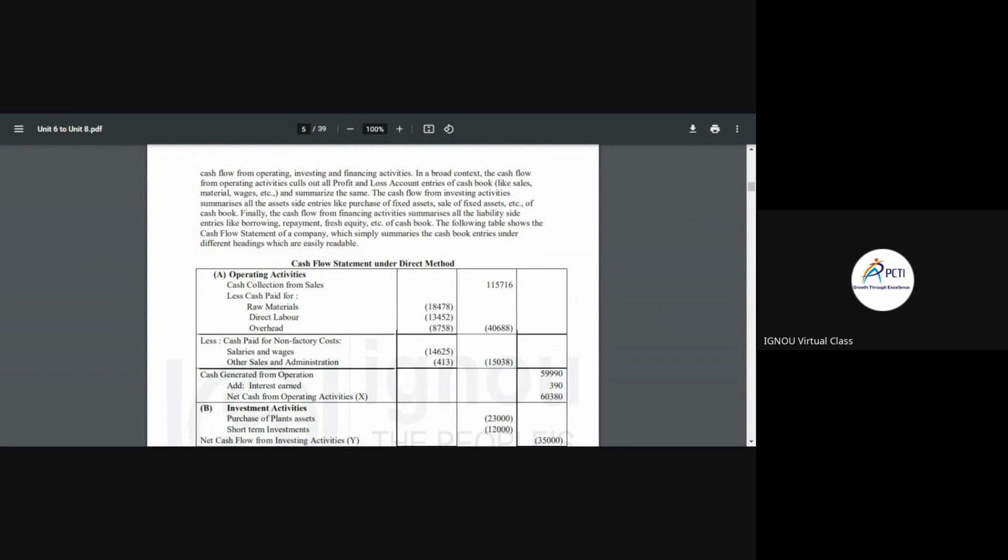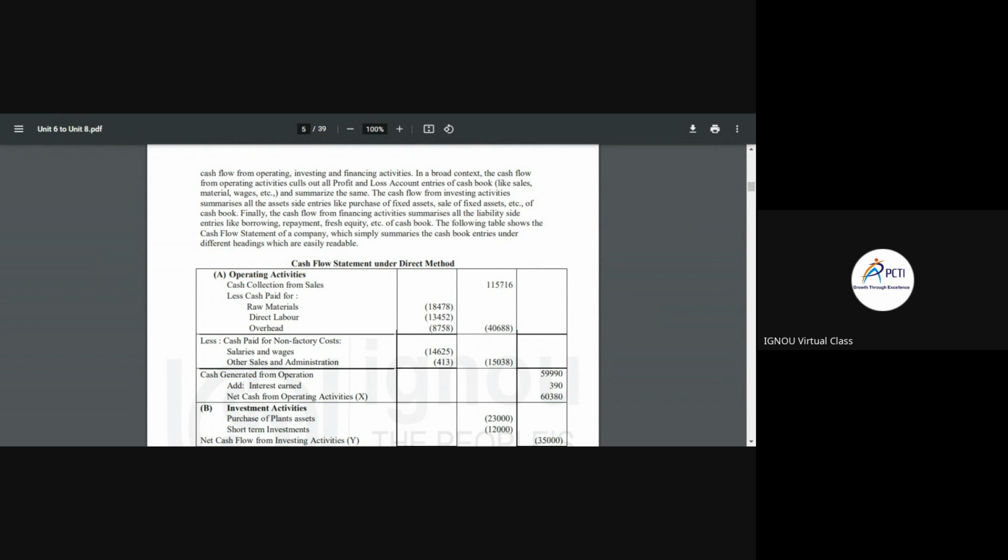And in the final case, we need to check the entries like borrowing, repayment, fresh equity of the cash book. And from all these activities, we will know about our cash flow, how much cash is going out from our business and how much cash is coming into our business.